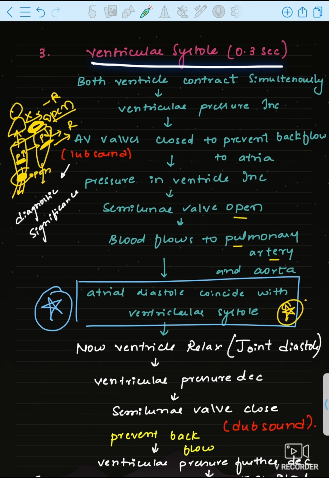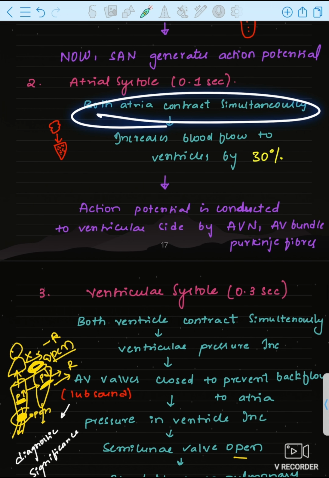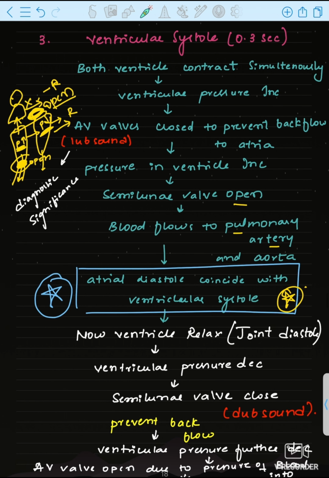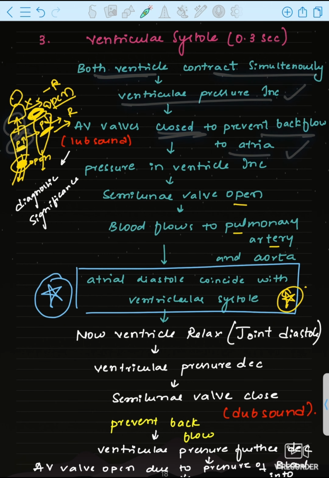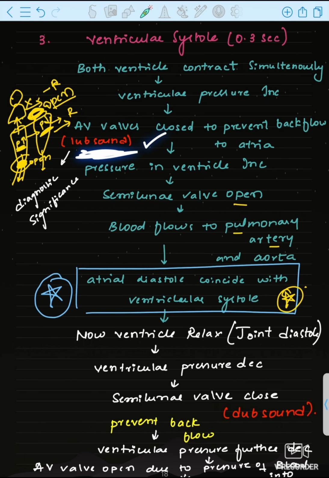In ventricular systole, what happened? Atrial systole was occurring. Both were contracting and increase the blood flow by 30%. Now both the ventricles contract simultaneously and pressure increases. Ventricular pressure increases and the AV valve will be closed to prevent the backflow. During this closure, one sound will be produced, that is the lub sound. Through a stethoscope we can hear this sound.